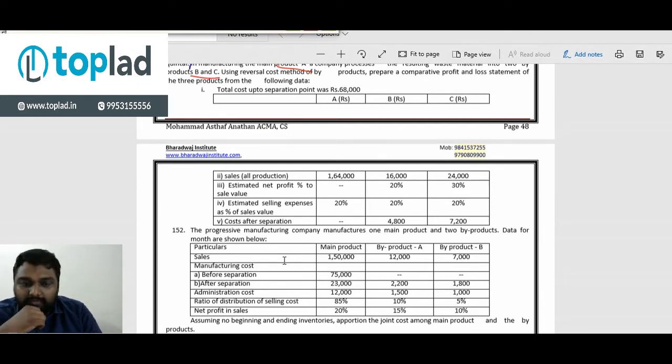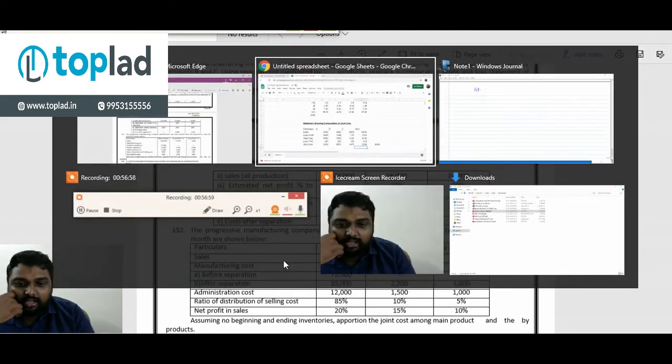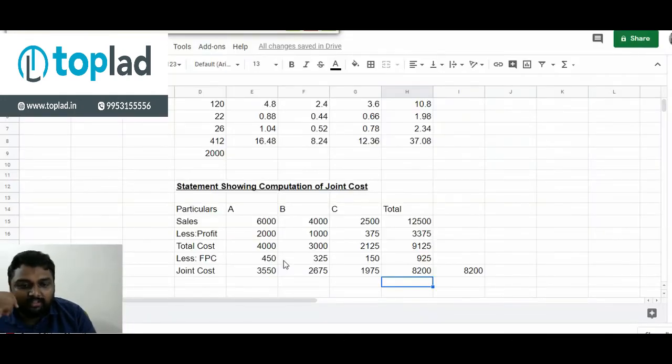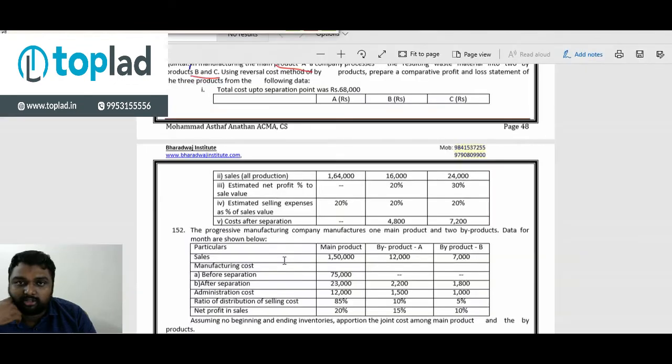How to solve? We know the reverse cost method from the last question we have done. In the reverse cost method, everything we have to reduce. Now the question is how to proceed with this question. See, product A, which is the main product, profit is not given, whereas for B and C it is given. How to do? Can anyone help me?